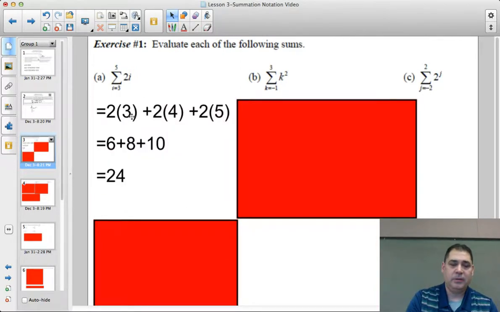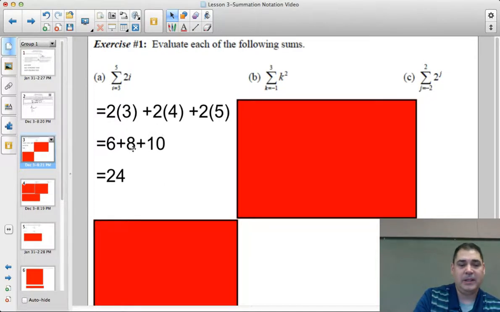I plugged 3 in because that's where I'm starting. I'm plugging 3 in and evaluating that. 3 times 2 is 6. Then I do the next consecutive integer, which is 4, plugging 4 in. 4 times 2 is 8. Then the next consecutive integer after that is 5, so I'm going to plug that in. It gives you 10.